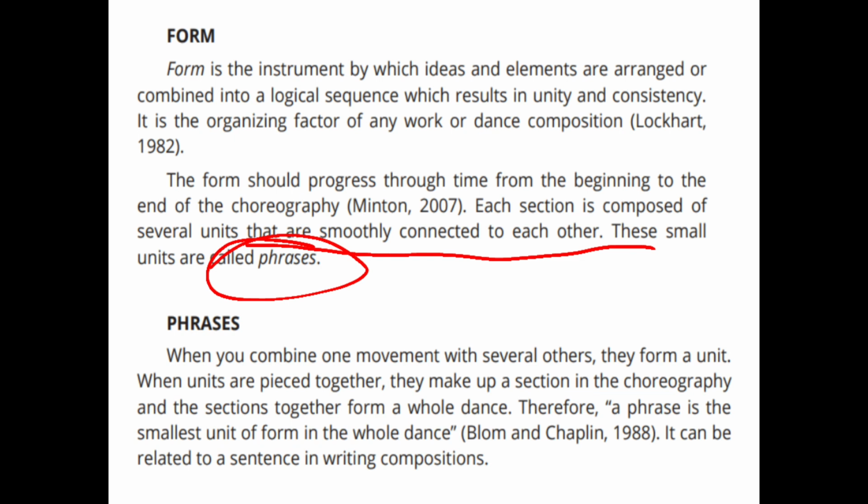Phrases. When you combine one movement with several others, they form a unit. When the units are pieced together, they make up sections of choreography, and sections together make up the whole dance. Therefore, a phrase is the smallest unit of the whole dance. An example is a series of steps, which is a phrase.